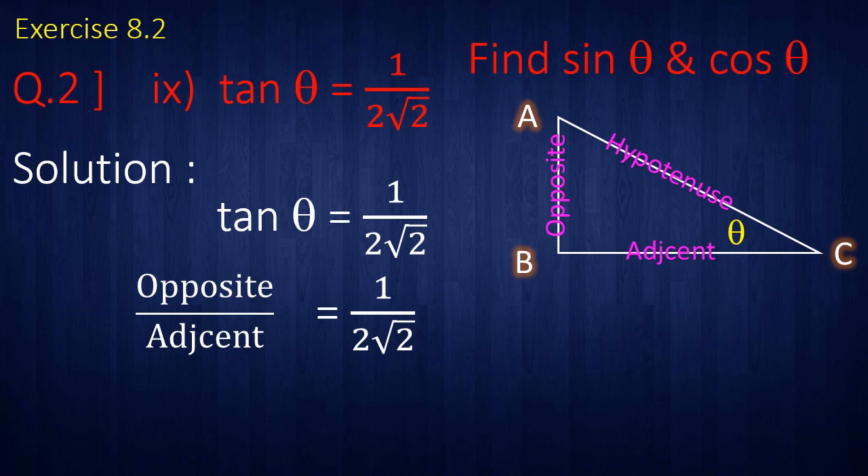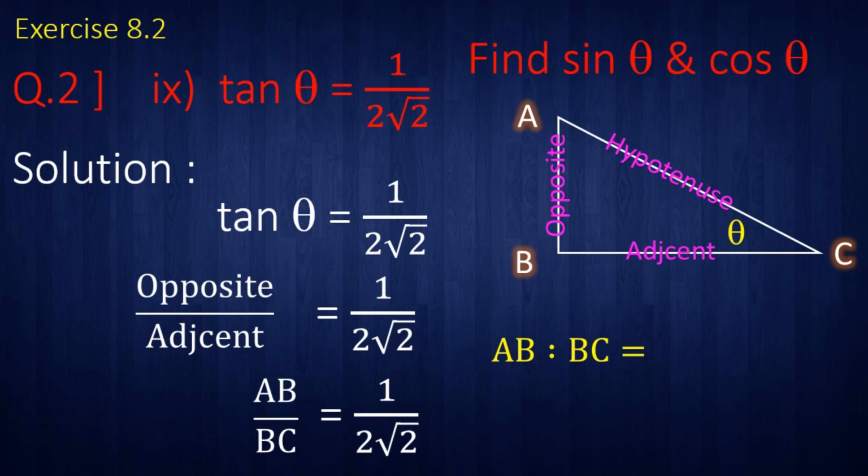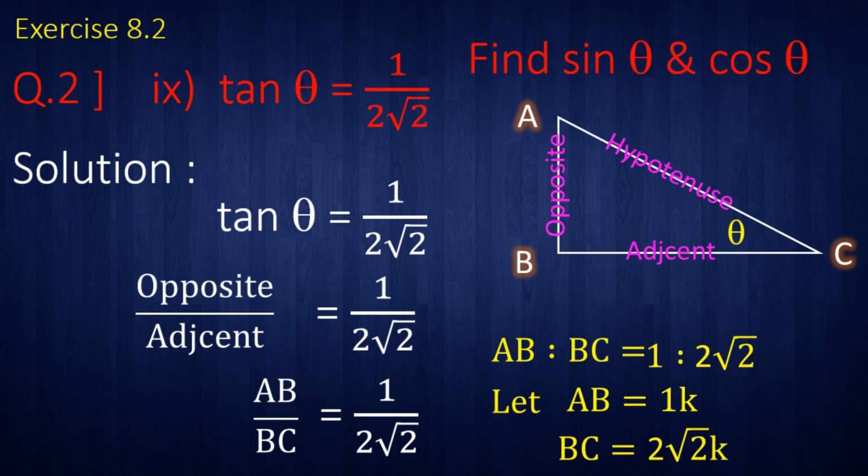Now put the names. Opposite we will write AB, adjacent we will write BC, is equal to 1 upon 2 root 2. Now write in ratio style. AB is to BC is equal to 1 is to 2 root 2. Now give it the main format. So let AB is equal to 1K and BC is equal to 2 root 2K. Show in the figure. AB will show 1K and BC we will show 2 root 2K.